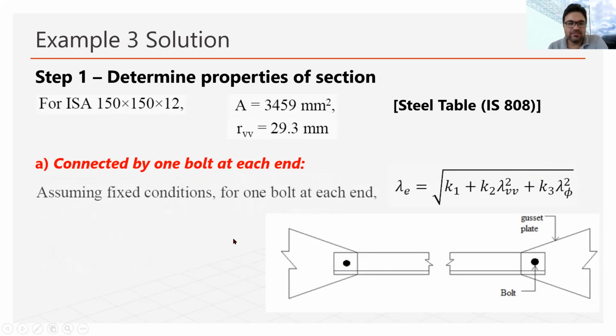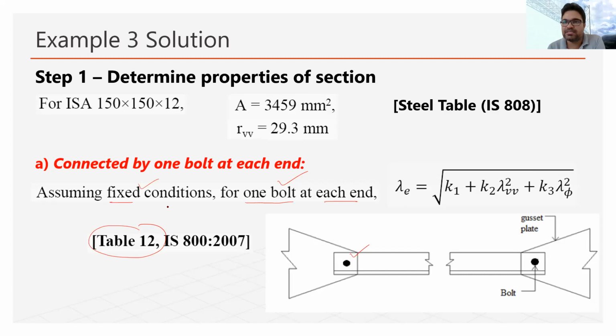Now the remaining thing to find out is K1, K2, K3. As I said, the K1, K2, K3 values depend on the end conditions, and in the question it is not mentioned whether the ends are fixed or hinged. So we are assuming that these are fixed, and it is mentioned in the question that one bolt is connected at each end. Now I will show you that table in the IS code: how do we find K1, K2, K3 for the fixed end condition with one bolt at each end. Now I will show you Table 12 from the IS code.